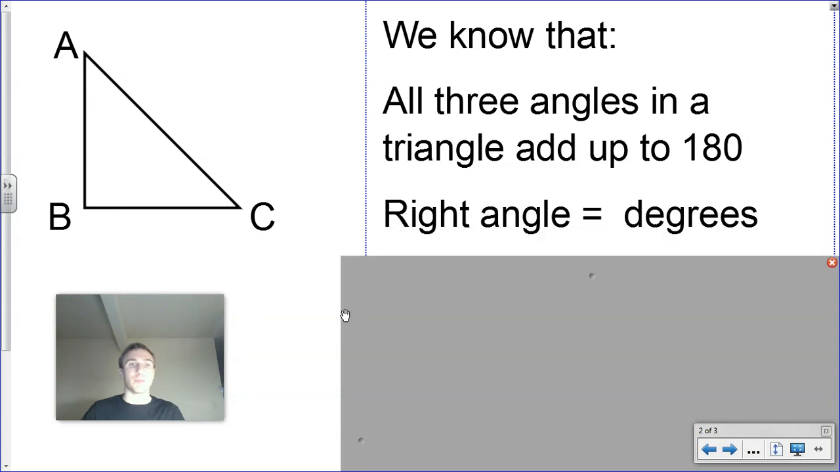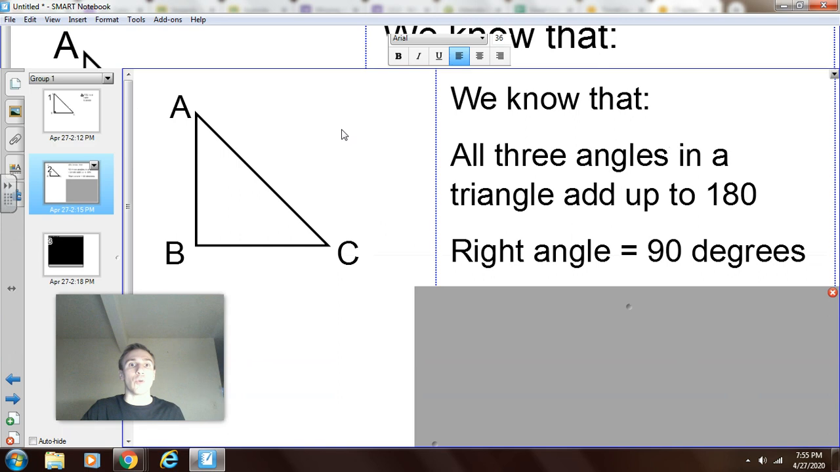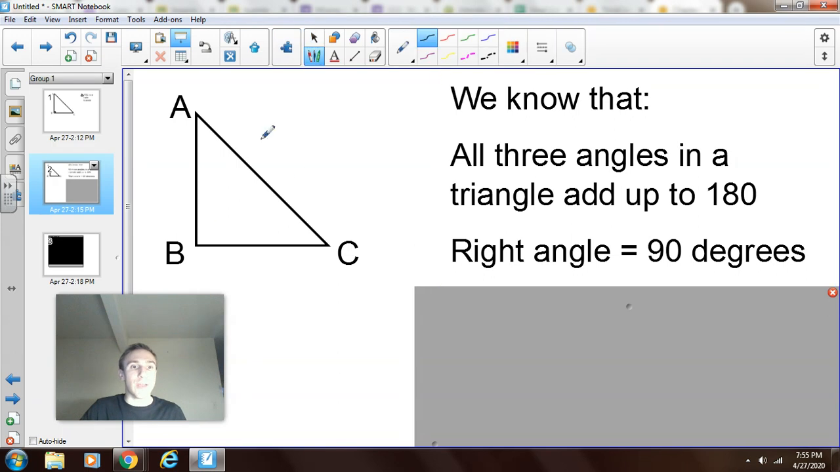Now, for the next part of this discussion, we need to think about the right angle, angle B. A right angle has a certain number of degrees in it, and that number we know is 90 degrees. So all right angles have 90 degrees in them. That information is going to be extremely important. So when I think about this angle having 90 degrees, okay, great.